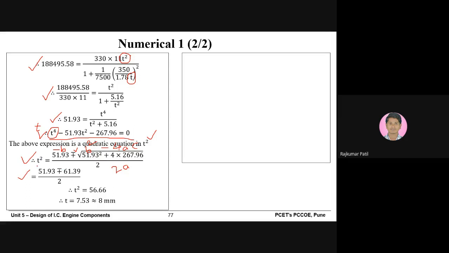Keep simplifying this equation. From the equation, you can easily guess that you need to take the positive sign only, because if you take the negative sign, the value becomes negative and thickness cannot be negative. So take only the plus symbol and T square is equal to 56.66. Take the square root on both sides and you will get the thickness of cross section as 7.53, which is 8 mm. Once you get the value of T, you can calculate the width, that is equal to 4T, and the answer is 32 mm.